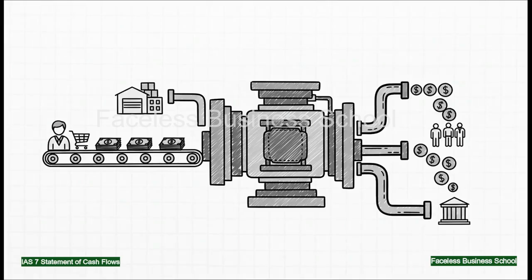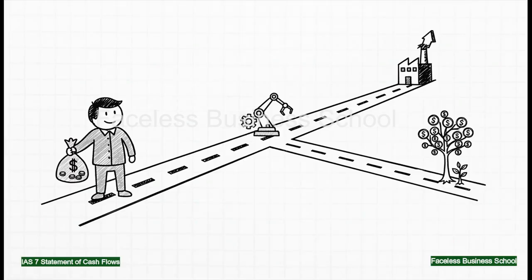And here are some perfect examples of those day-to-day cash movements. You've got cash coming in from your customers when they buy your stuff. And you've got cash going out to pay your suppliers, to pay your employees' salaries, and of course, to pay your taxes.